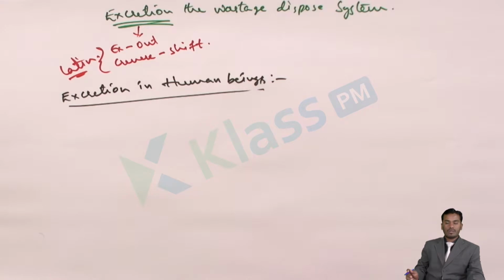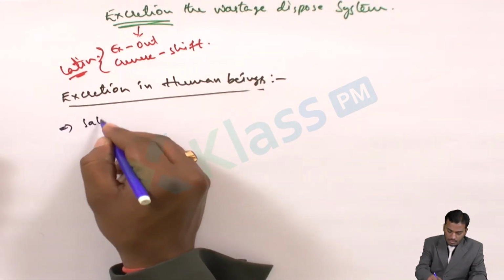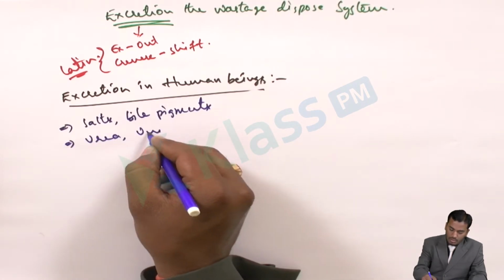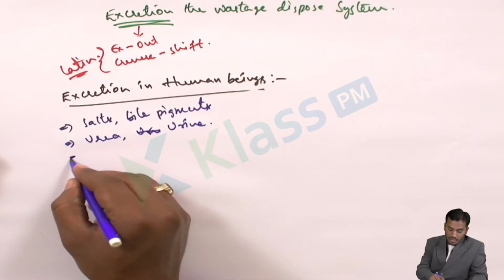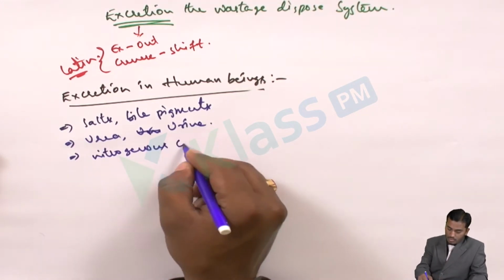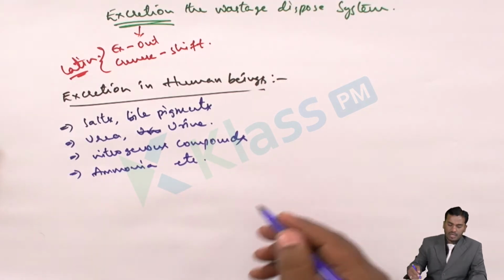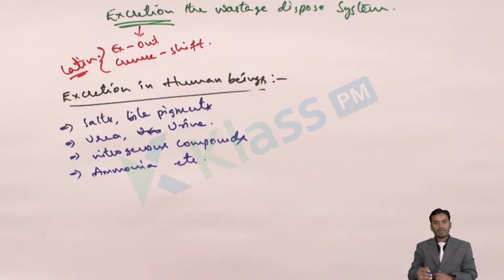How excretion in human beings takes place, who acts as the excretory agents, and all the other factors we'll learn now. A number of reactions take place during metabolic activities, and many useful substances, along with some harmful substances, are created, like salts, bile pigments, urea, urine, nitrogenous compounds, then ammonia, etc. These products need to be sent out through different ways and processes.